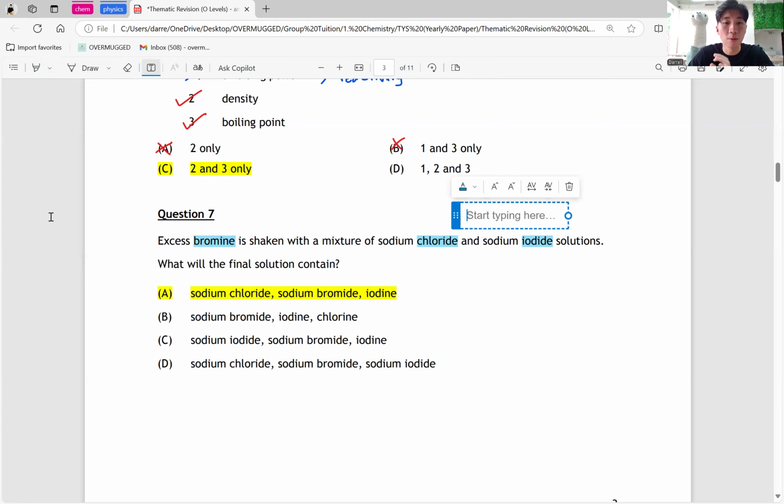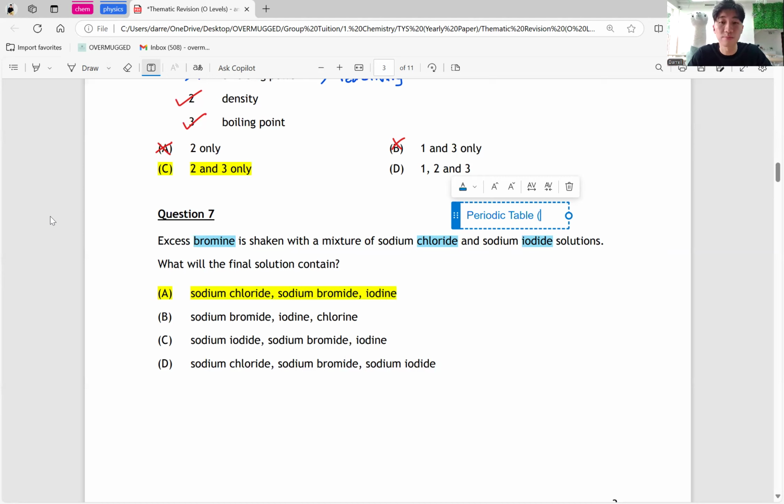It is still the chapter of the periodic table. And the concept they are testing for is no longer the trend for its properties, but whether you know a case of displacement. Whether you know that the more reactive will displace the less reactive. So how would the final solution look like?